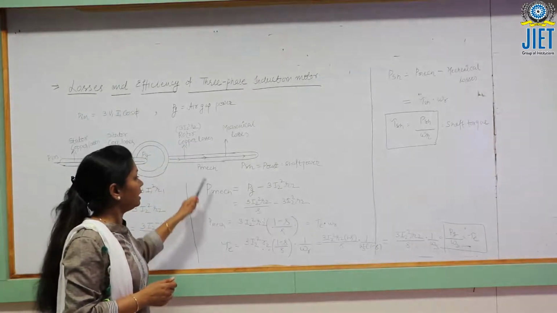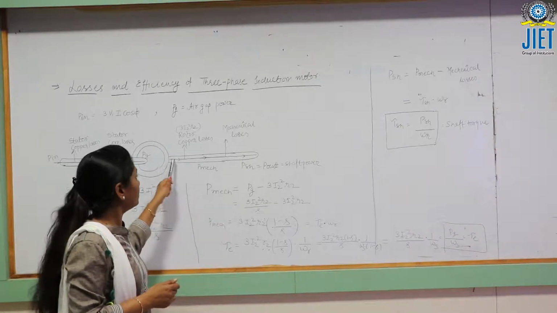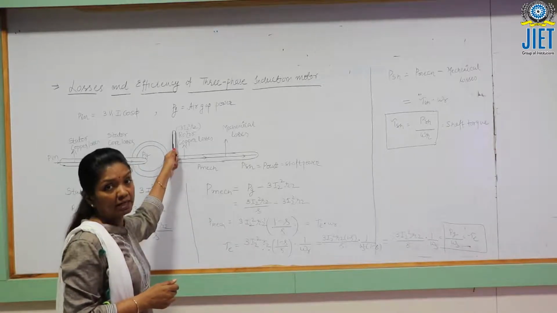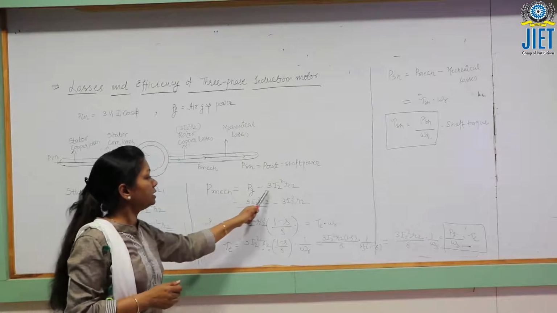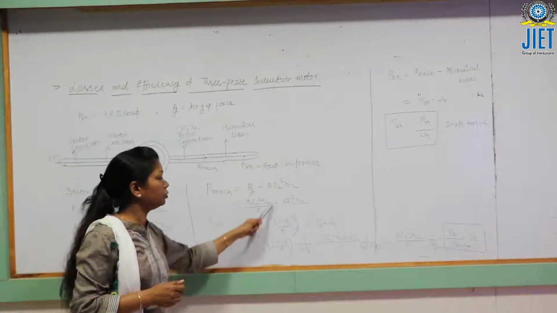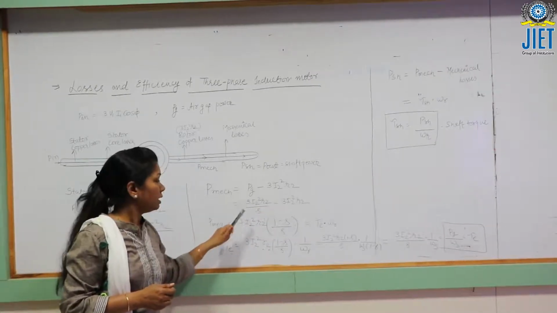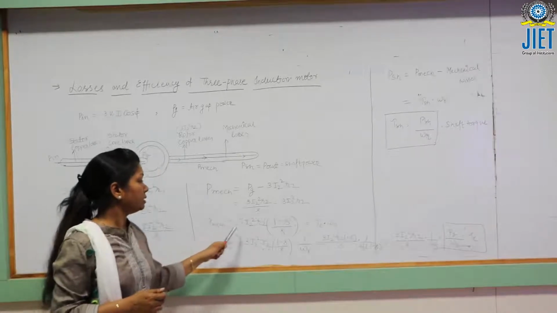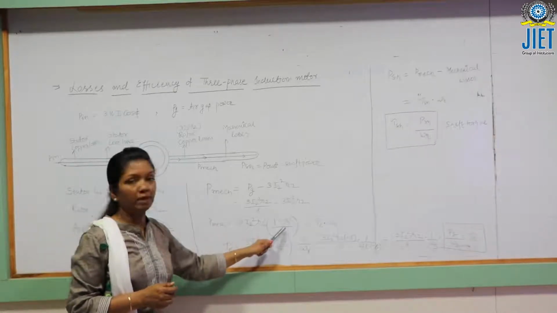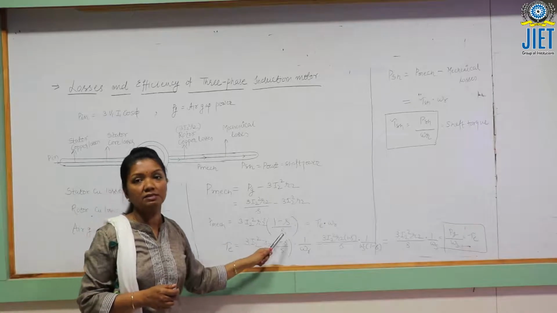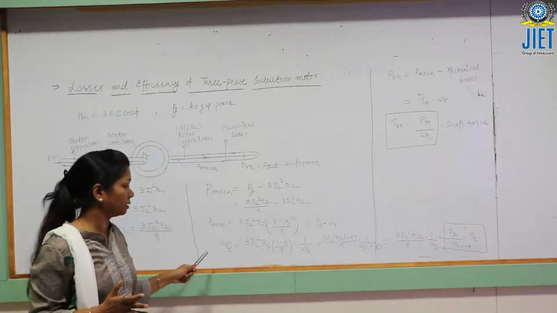So we are only taking care of the rotor copper losses, and the remaining power is converted into mechanical. So mechanical power is basically the power Pg minus 3I2 square R2. Substituting the value of Pg, the mechanical power becomes 3I2 square R2 into (1 minus S) upon S, where S is the slip of the three-phase induction motor.